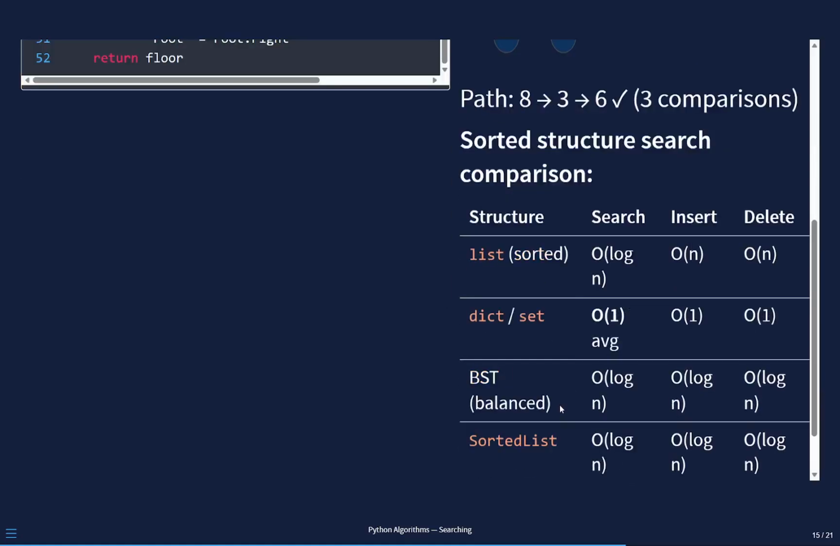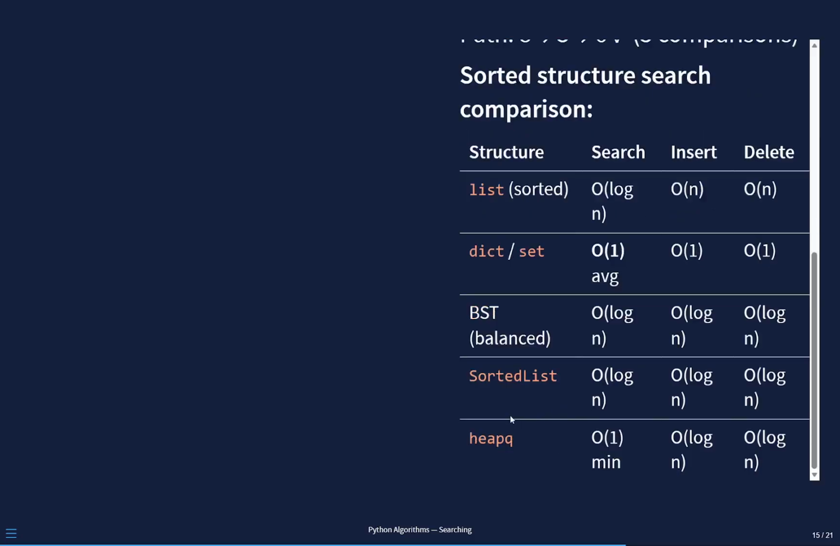The comparison table summarizes all sorted structures. A sorted list has O(log n) search, but O(n) insert/delete. Dict/set are O(1), but unordered. Balanced BST and sorted list give O(log n) for all 3 operations.